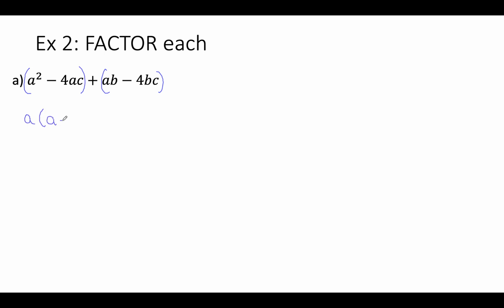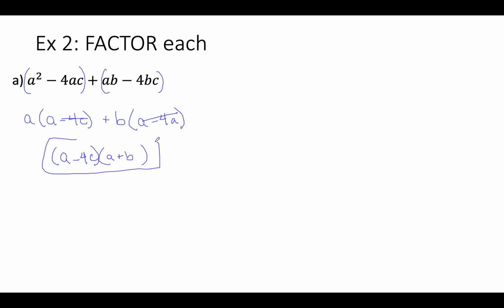I end up with a minus 4c, and then plus. Common factor between those 2 is b. I am left with a minus 4c. So that would be your first step of work. I am not done because I am adding. So now my 2 parentheses, parentheses times parentheses, 1 parenthesis is a minus 4c. If I take that out, I'm left with a plus b. So there would be your answer. The only other way you can have this answer is a plus b and then a minus 4c. That will work as well.